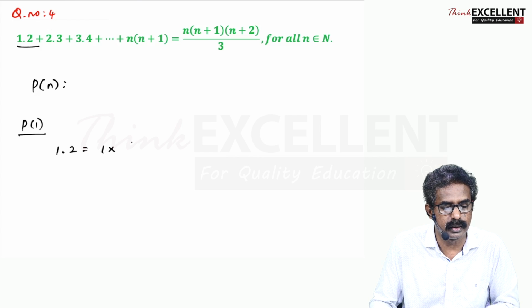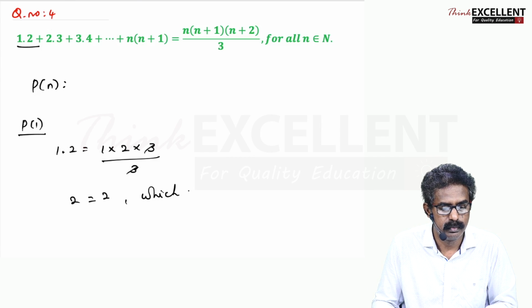1 plus 1, it is 2. 1 plus 2, it is 3. Whole divided by 3. Left side 1 into 2, it is 2. Right side, 3 gets cancelled, 1 into 2, it is 2. So 2 equal to 2, which is true. So you can say P of 1 is true.